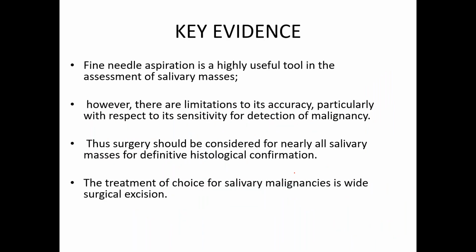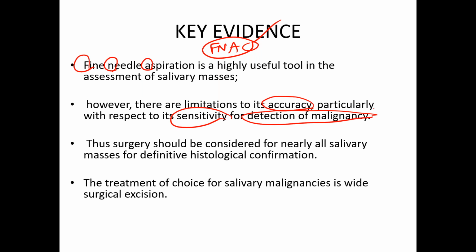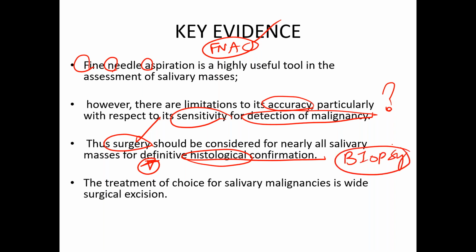What is the key evidence that we have learned from salivary glands and salivary gland tumors? The diagnosis is done by means of fine needle aspiration cytology. You can say that FNAC is helpful for diagnosis. But regarding accuracy, especially the sensitivity and detection of malignancy, there are few doubts about FNAC also. Because of this, surgery is needed for all the tumors, especially for histological examination. If you want to go for biopsy, you can go for excision biopsy.